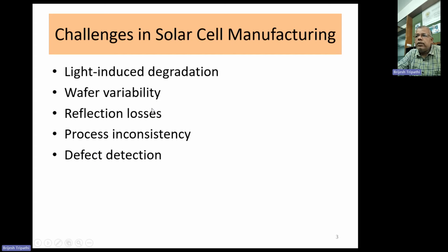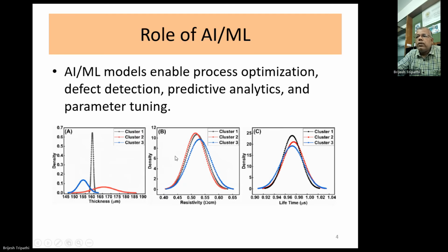There are many challenges in solar cell manufacturing. Some of them are listed here as light-induced degradation, that is due to wafer quality, then wafer thickness variability, reflection losses from the top textured surface, and process inconsistency. There may be some defects in the wafers which are ultimately affecting the performance output.